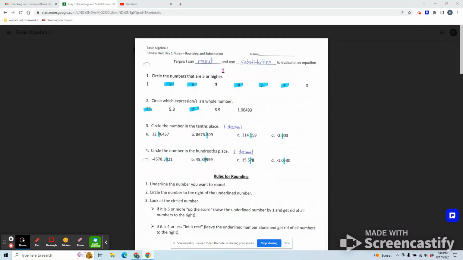Hi everyone, today's lesson is on rounding and substitution, so that's the target. I can round and use substitution to evaluate an equation.